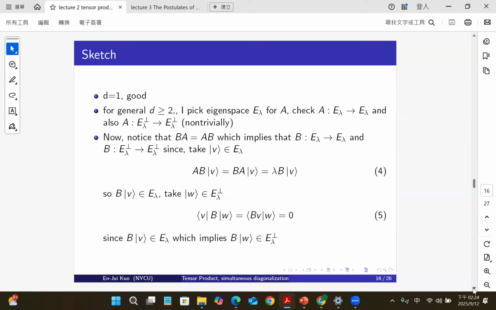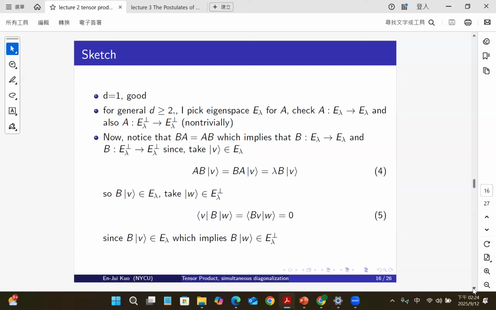And with a similar proof, one can check that B will map E lambda perp to E lambda perp. The reason is the same. You just take the same proof. We just take all the w inside E lambda perp and we apply B on w. And B will act on the left, so it's the inner product of v with Bw, and you get Bv in the product with w. But this Bv by definition is also in E lambda. So this guy is in E lambda and w is in E lambda perp. So this is 0. So it means that B also maps E lambda perp to E lambda perp.